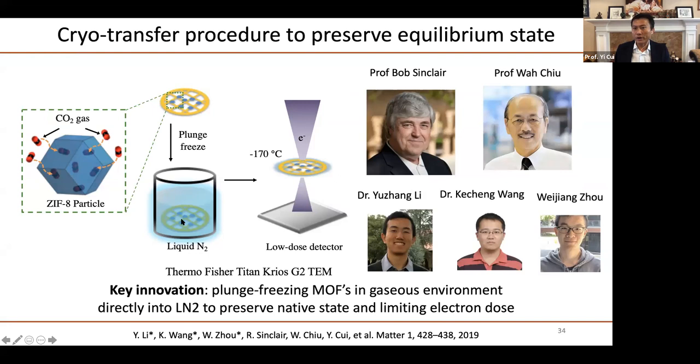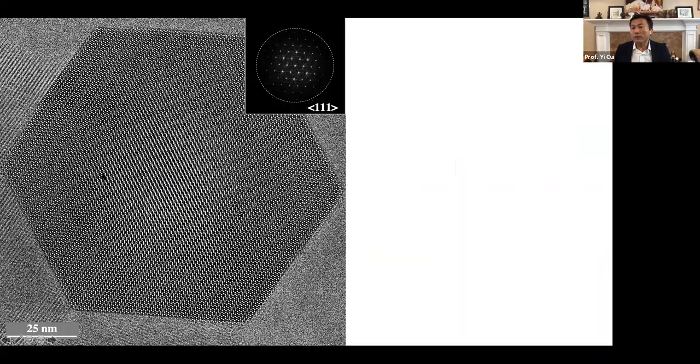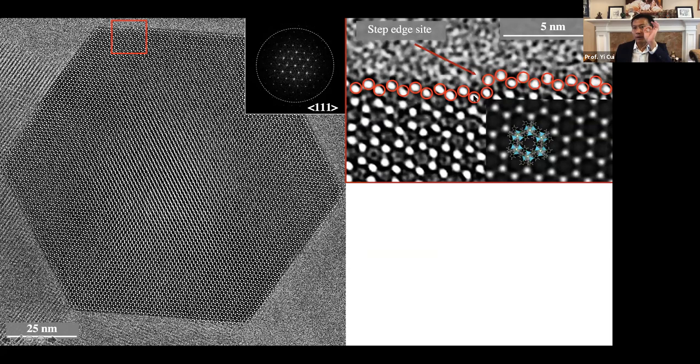Now we go to the low dose detector. We are now starting to use K2 and K3 type cameras. This is within the cryo-EM center, using this Titan Krios G2 TEM to do the imaging. So let's look at this MOF. This is the one without the CO2 molecules. This is a MOF particle. You see these are beautiful TEM images, and you can see very sharp atomic edges right there. This bright spot is the zinc center, linked together by the organic linker.